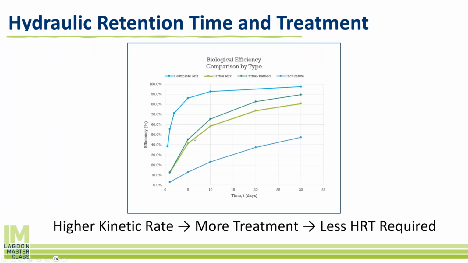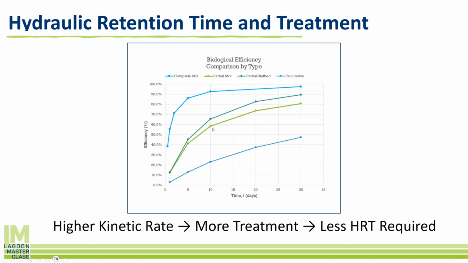I mentioned earlier that there's a few different kinetic rates that we can use. Most lagoon systems are designed as this green line, a partial mix, but you can go all the way up to complete mix by providing more mixing energy into the lagoon system in the same space. This would reduce HRT requirements. It allows you to treat the wastewater much faster.